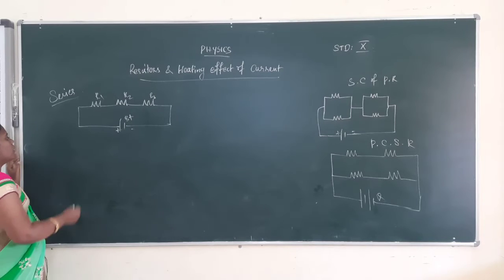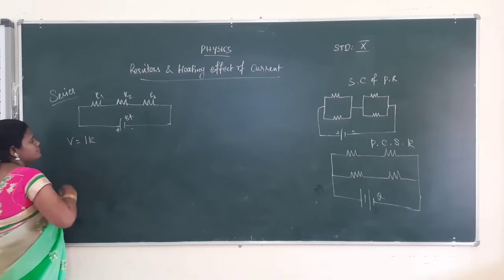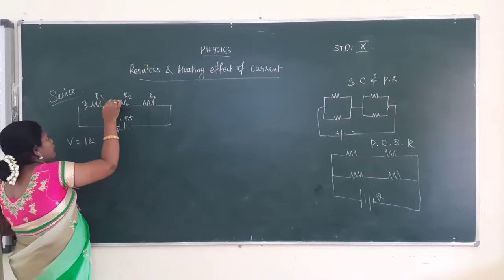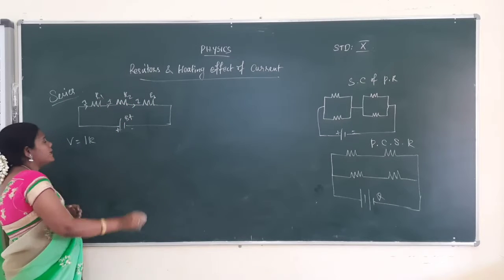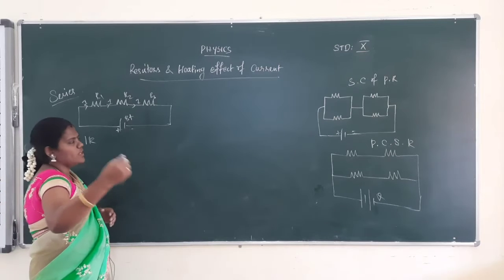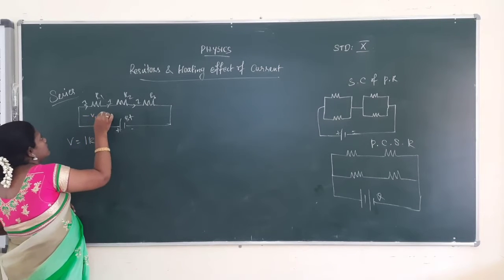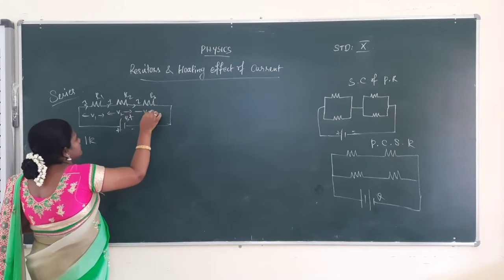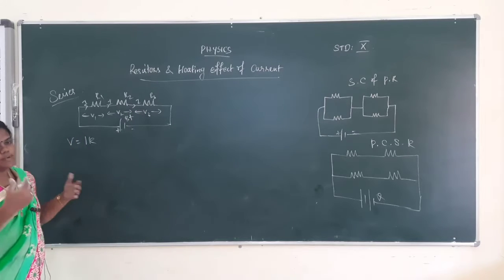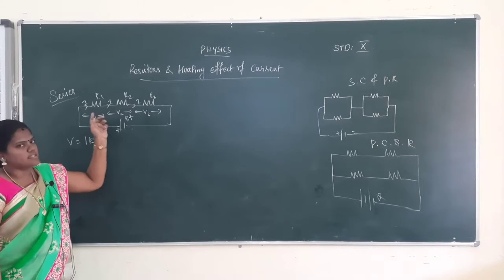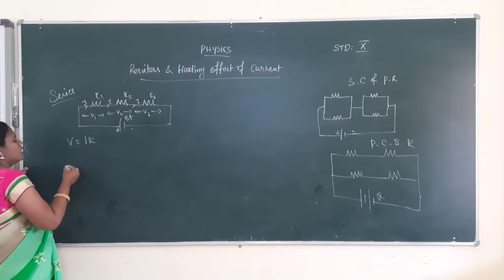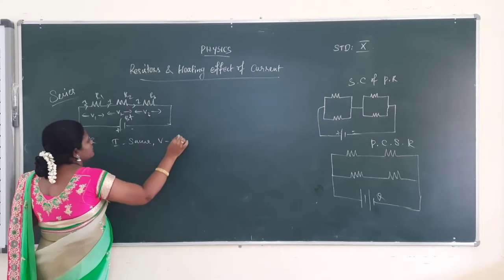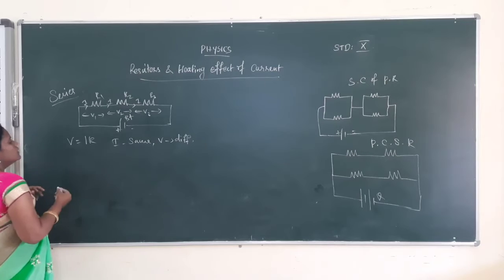So first, according to Ohm's law, V is equal to IR. When three resistors are connected in series, the current flowing through the three resistors will be the same. But the voltage will differ from one resistor to another: voltage V1 in the first resistor, V2 in the second resistor, V3 in the third resistor. So the current is the same but the voltage will differ.